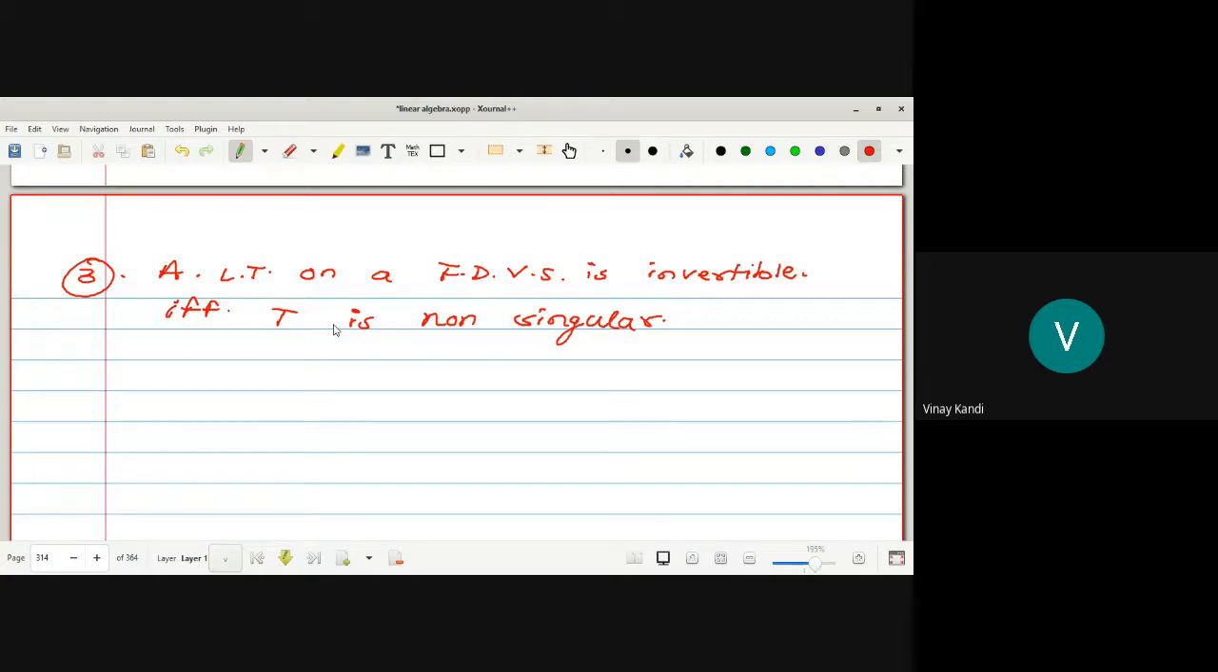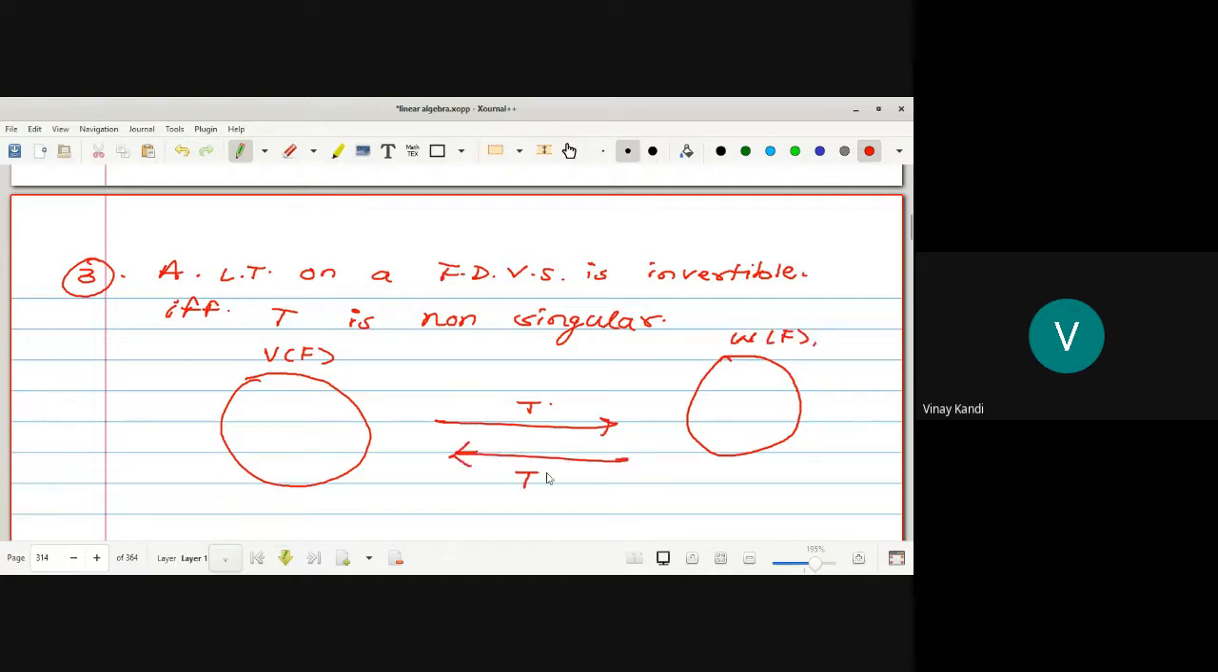Suppose this one is V over F, this is the transformation T, this is W over F, and this one is T inverse. Now what do we have? T is non-singular. Non-singular means T is one-to-one, a one-to-one correspondence. Suppose the dimension of V is M and the dimension of W is N. We don't know the relation between M and N, but we know that T is one-to-one.